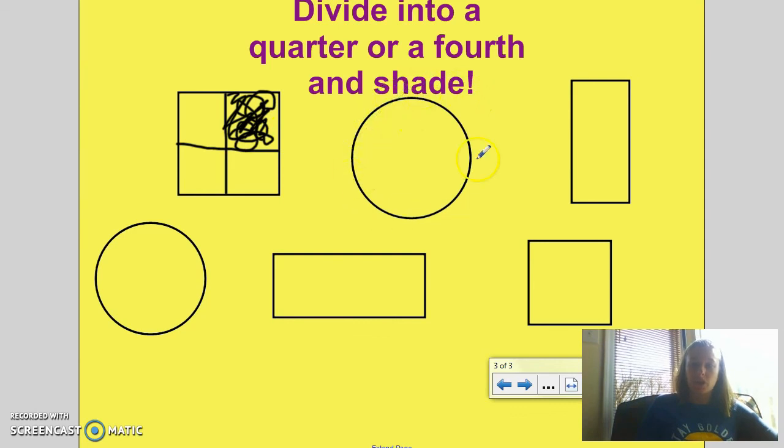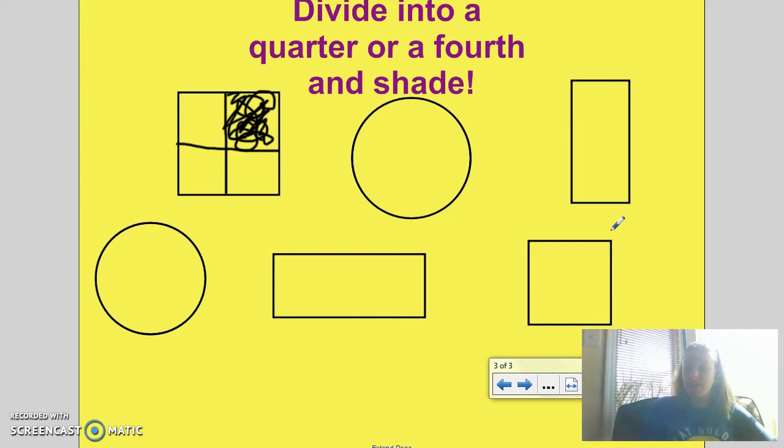So draw a circle, divide your circle in quarters or fourths, and shade 1/4. The next one, draw a rectangle, divide it into quarters or fourths, and shade 1/4. You are going to do the same thing for your circle, your rectangle, and your square. So again, on this slide, you are dividing it into quarters or fourths and shading 1/4. If you need to, you can pause the video.